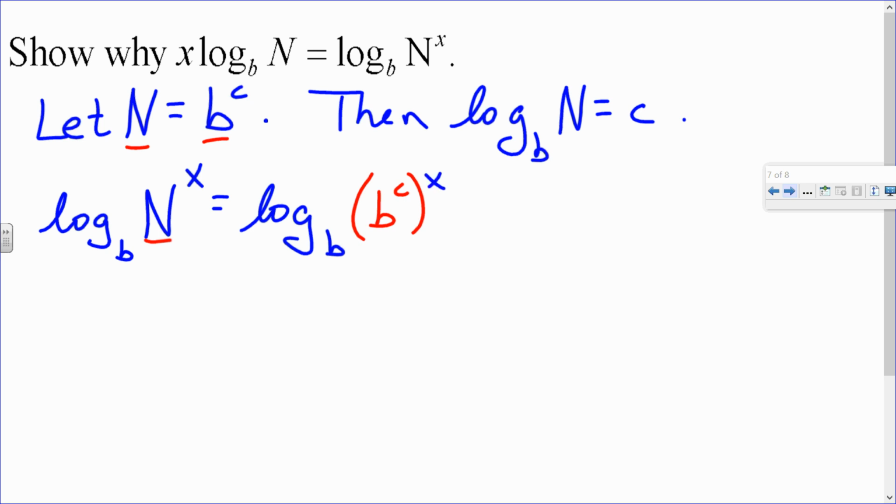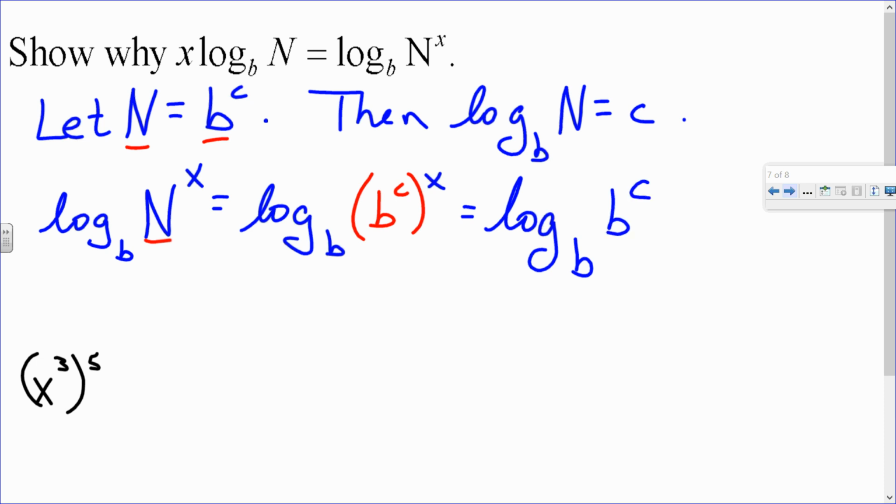So I'm going to say log base b of n to the x equals. Well, I know that n is b to the c, so I'm going to change this n to b to the c. So I have log base b of b to the c, to the x, equals log base b of, now if I have x cubed to the fifth, what do I do with my exponents? Multiply them. So that means I can do that with the c and the x. So this will be b to the cx. Log base b of b cancels because of the inverse functions. So this is just equal to cx.